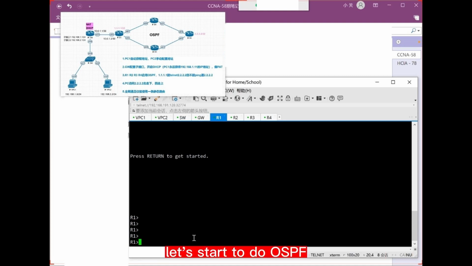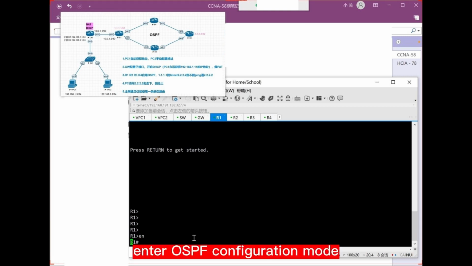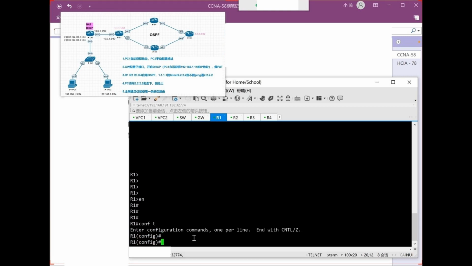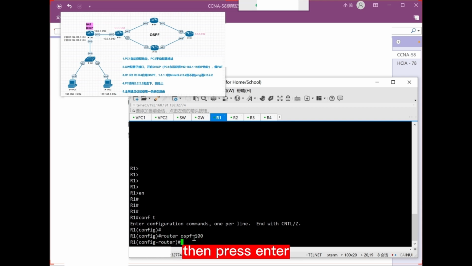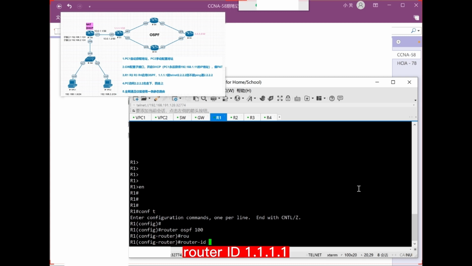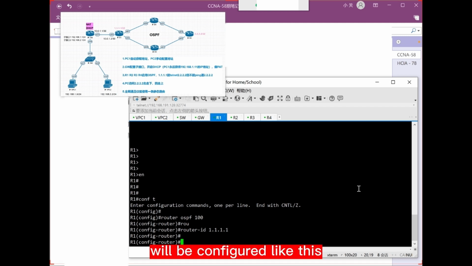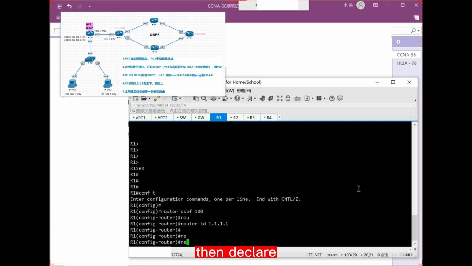Let's start to do OSPF. Enter OSPF configuration mode: router ospf 100, then press enter. We configure the router ID 1.1.1.1 in dotted decimal. Then declare.